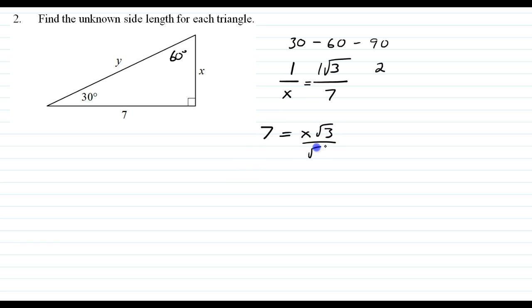So now we divide both sides by rad 3. And we don't want to have the radical, so we're going to multiply by 1, or rad 3 over rad 3. And so I get 7 rad 3. And this is the square root of 9, which is just 3. That means x is equal to 7 rad 3 over 3.